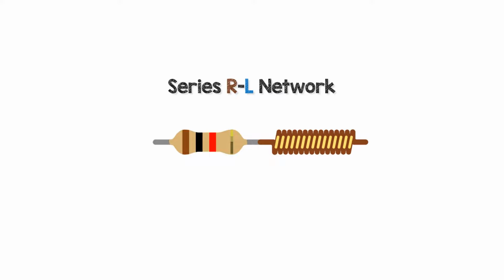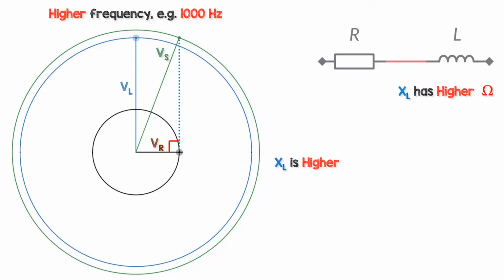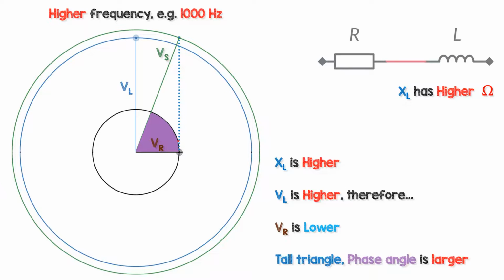Series RL network. Now we're going to look at a higher frequency. Let's look at the voltages at a higher frequency of 1 kHz. The inductive reactance XL will be higher at a higher frequency. Ohm's law shows that the inductor voltage VL will be higher too, so therefore the resistor will have less voltage across it. This makes for a taller triangle, therefore the phase angle is greater at high frequencies.